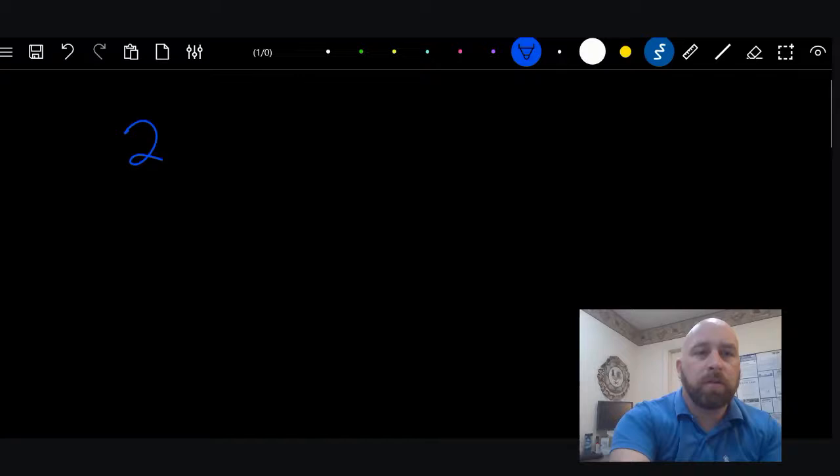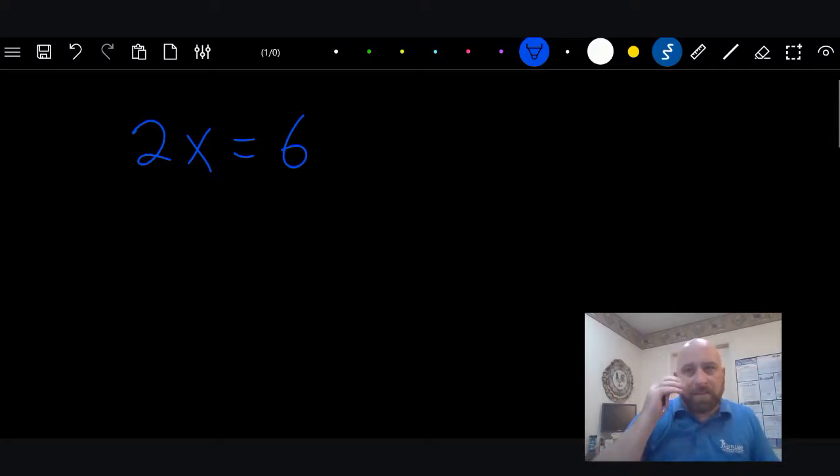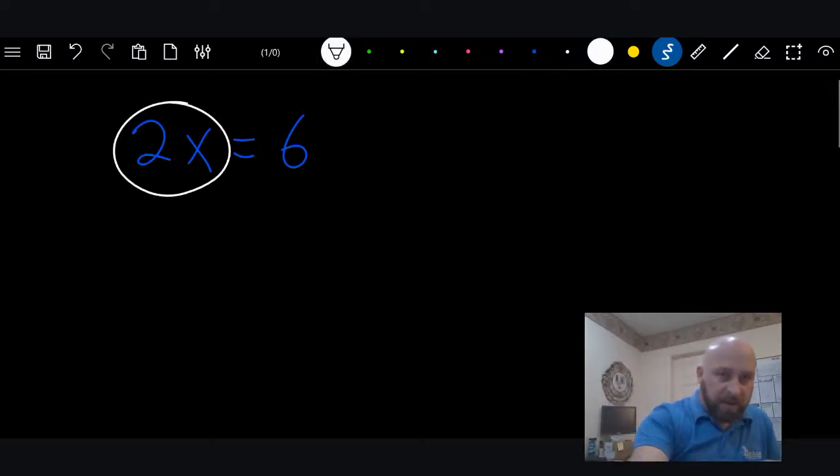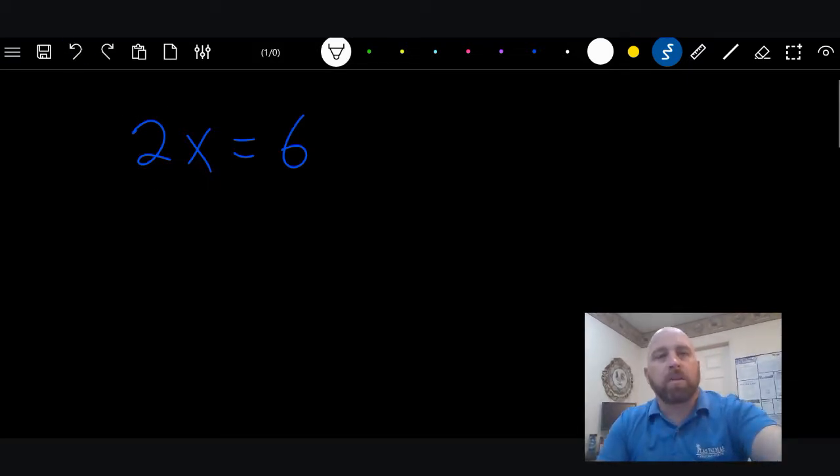All right, so let's go ahead and take a look at it. This is on page 50 in your book, 51, right in there, lesson 2.2. So if I have 2x equals 6. Now, last lesson we had an addition or subtraction problem going on. In this lesson, we see that this right here is multiplication. Now, how are we going to deal with that? Well, we're going to deal with it the same way.